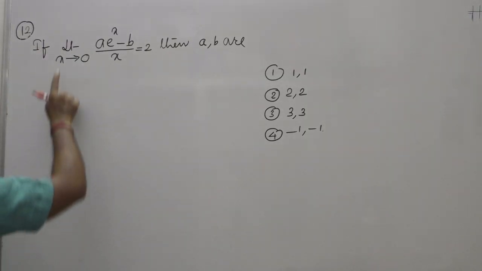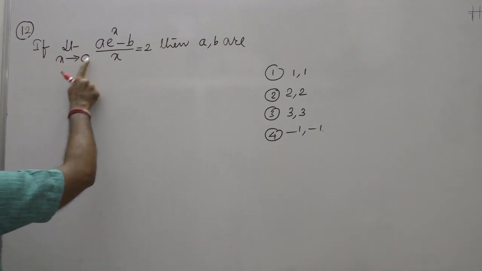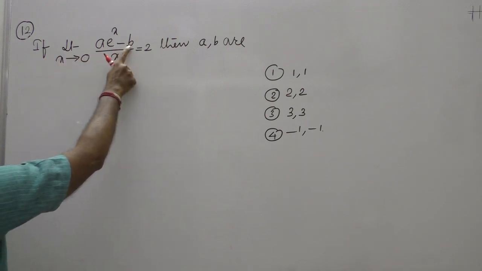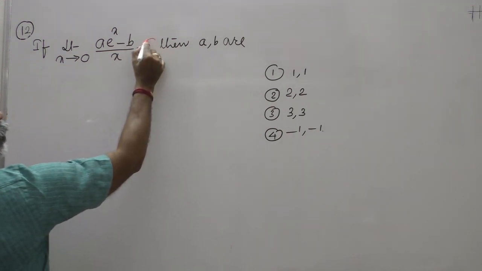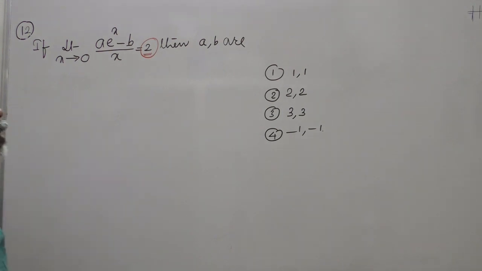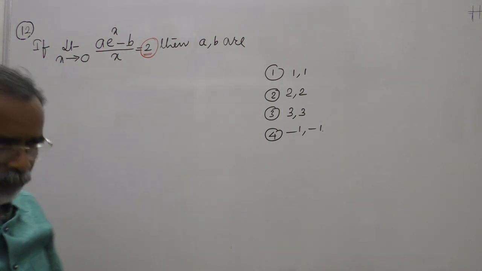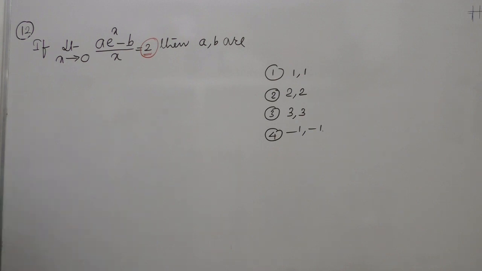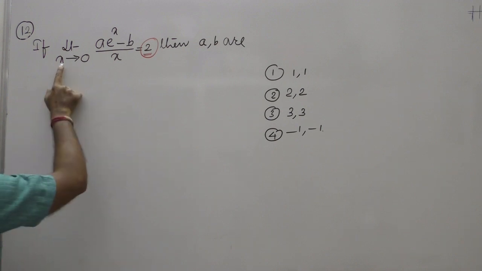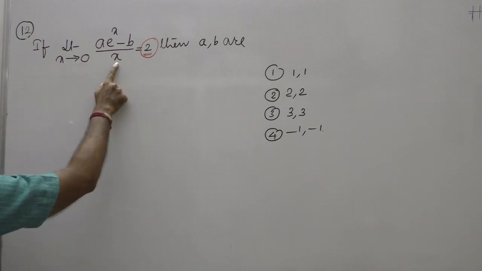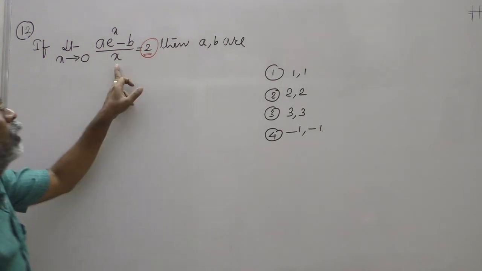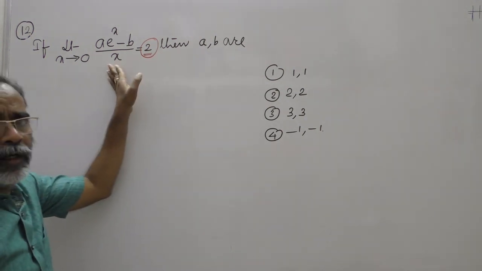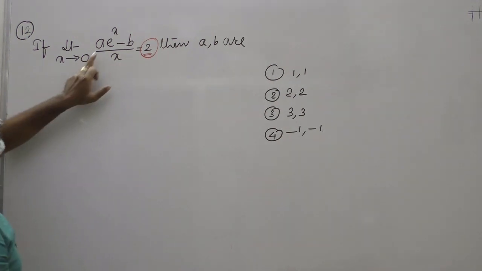Here given that limit x tends to 0, a into e power x minus b by x, this limit is given to be 2. Then a, b values are? Okay. If I write the limit directly, listen carefully. Very beautiful problem. If I write the limit, what is denominator? Denominator is 0. It is confirmed.